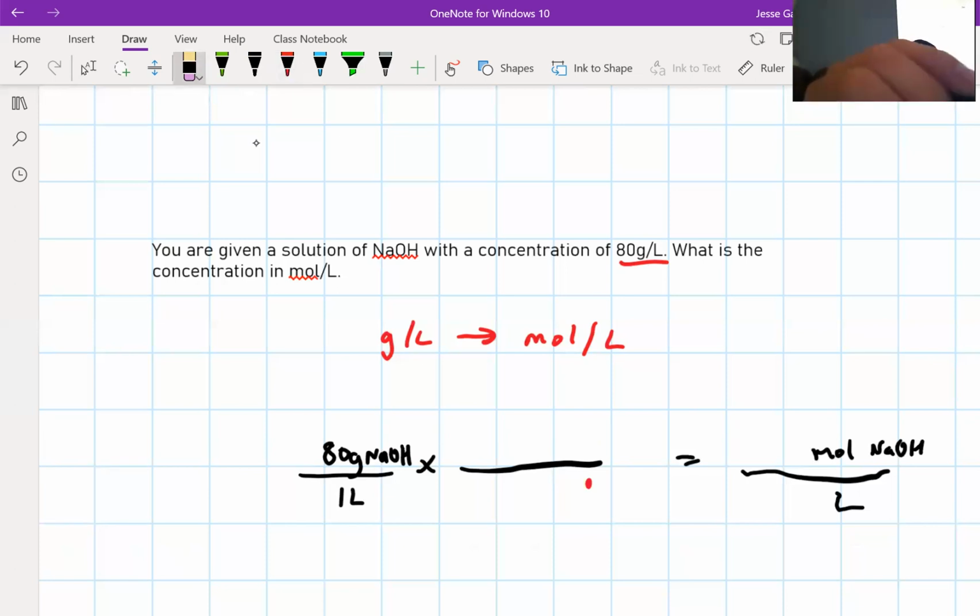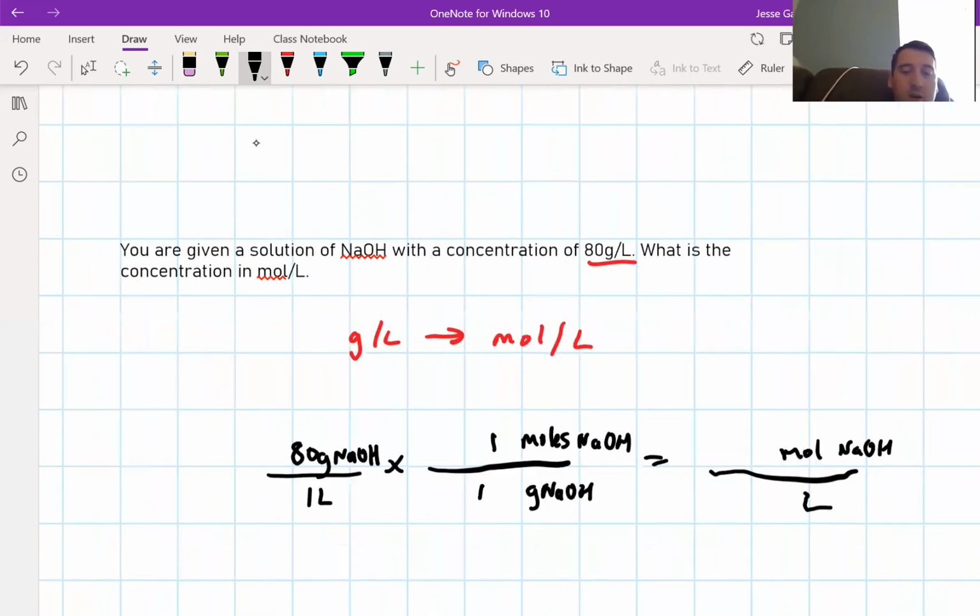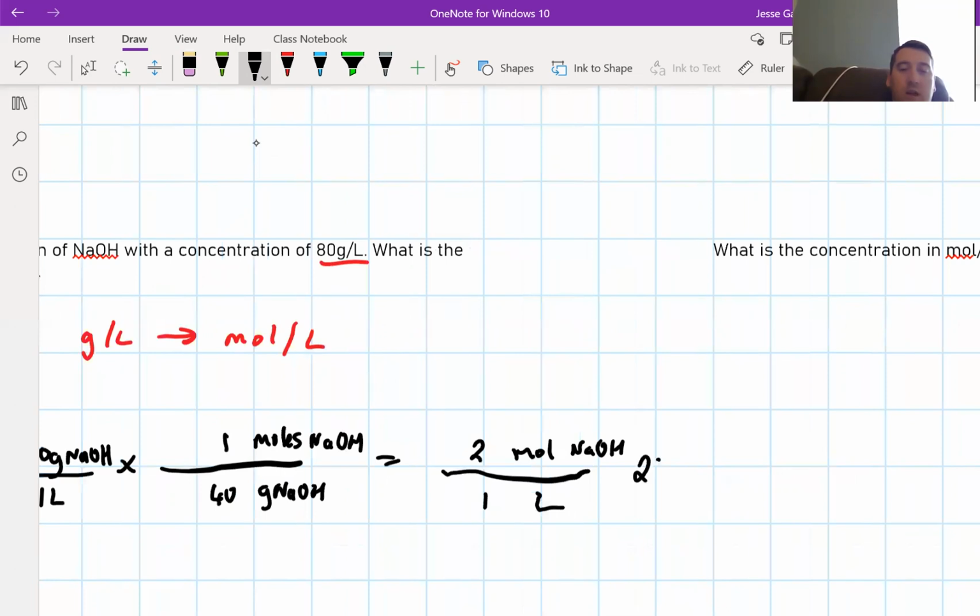Okay, so again, hopefully what we're looking at here is we're leaving liters alone. We don't need to cancel them, but what we do need is to go from grams of NaOH in the denominator here to moles of NaOH. Right, so for every 1 mole, we have, let's just use our example from the previous one, 40, remember? We're going to take a little shortcut because we've done that already, and then we're going to go ahead and do the sum. Pause the video, finish it off. Okay, what I'm getting here is 2 moles per 1 liter, or 2 molar NaOH.